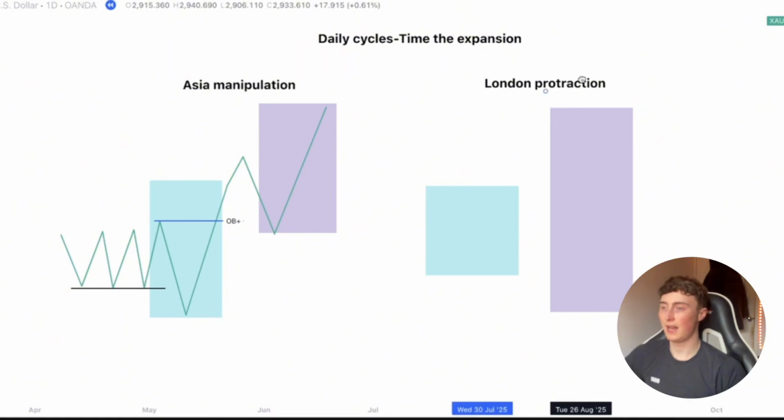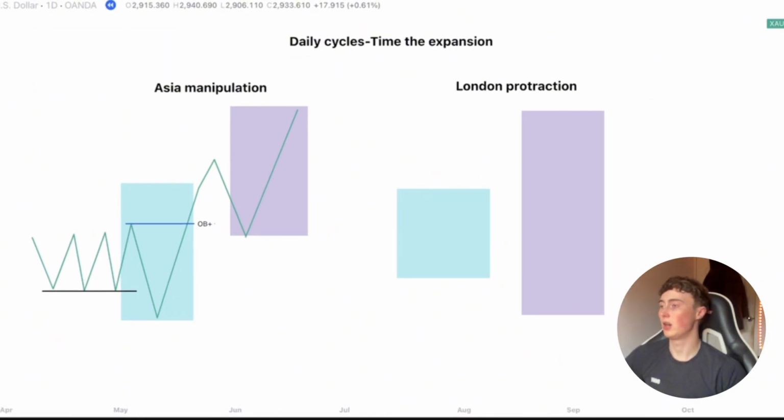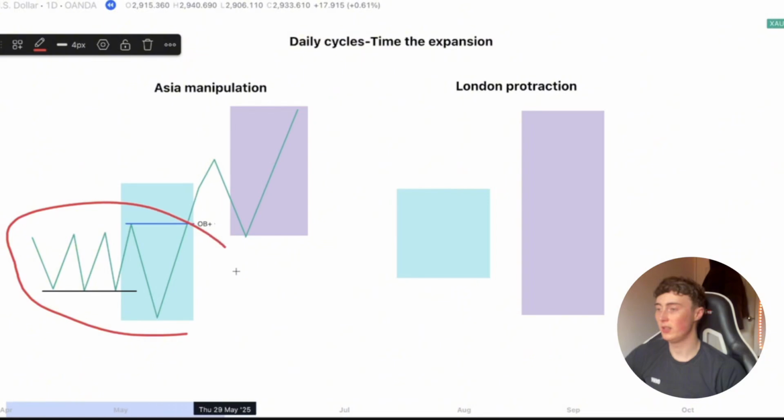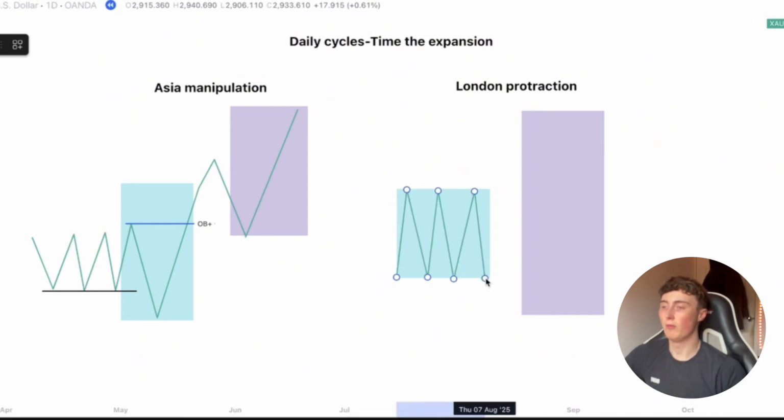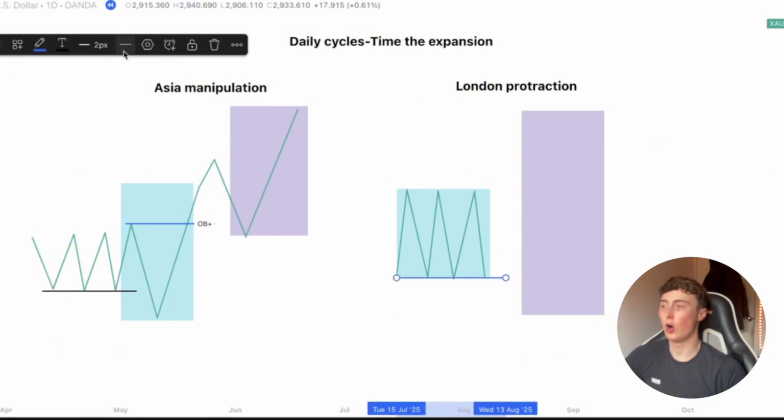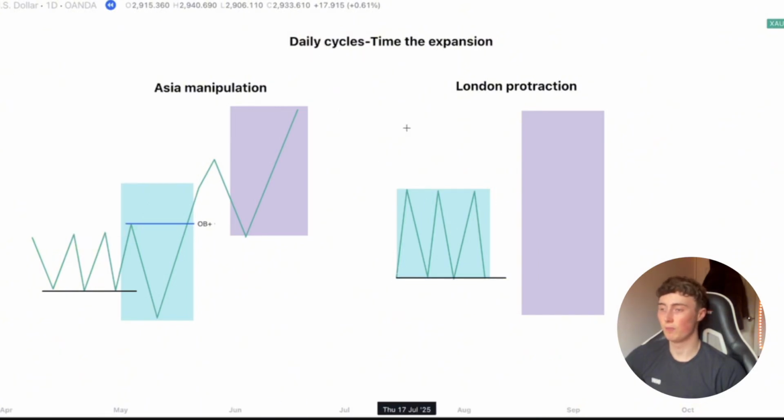So now let's get into the second daily cycle that I used. This one is called London Protraction, and instead of Asia kill zone manipulating liquidity like this one, we're actually looking for Asia to just build the liquidity. So no real manipulation and CSD, just choppy price action, right? Building up some kind of liquidity, whether we build up equal lows like I've just drawn here, or even if we just form an old low or low resistance liquidity. We're looking for Asia to basically consolidate.